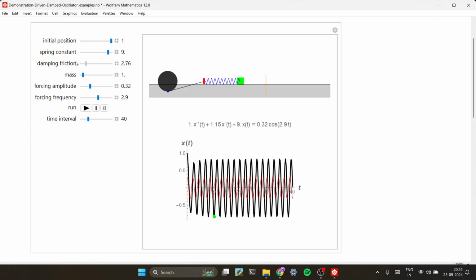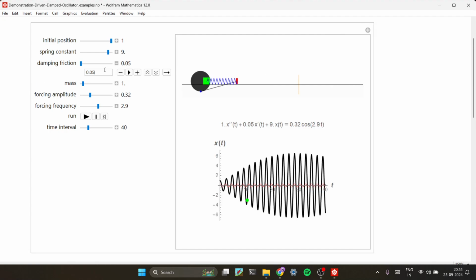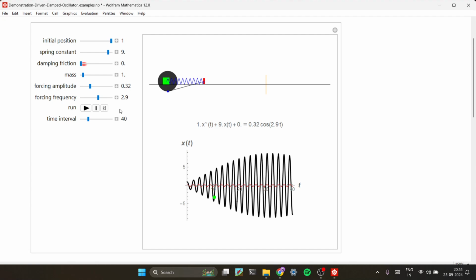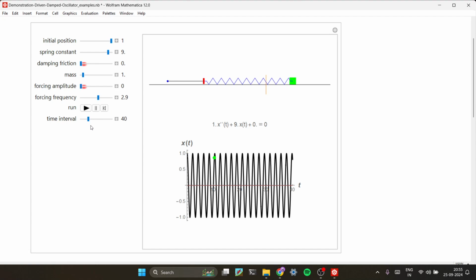And now let's take this friction to 0. The damping friction is 0, right? And what is mass? Mass is suppose 1. The force amplitude, let's take it to 0. There is nothing, just simple harmonic oscillation, right? So now let's run it. Here this is the simple harmonic oscillation of a spring mass system, right?